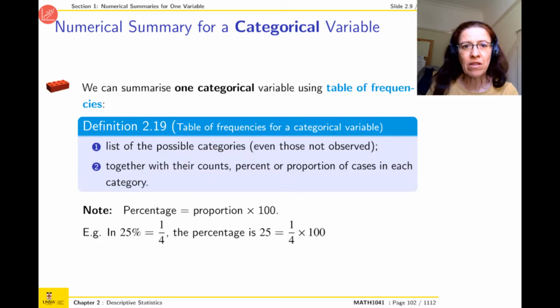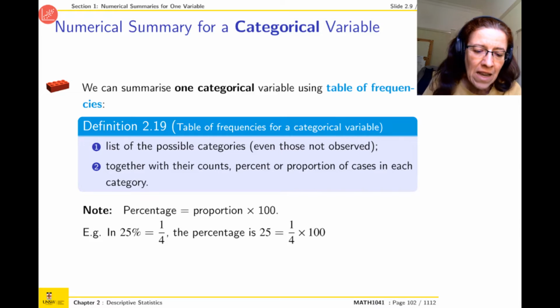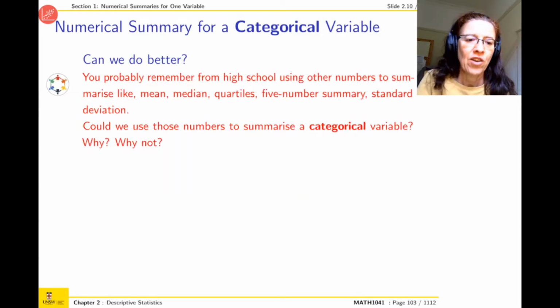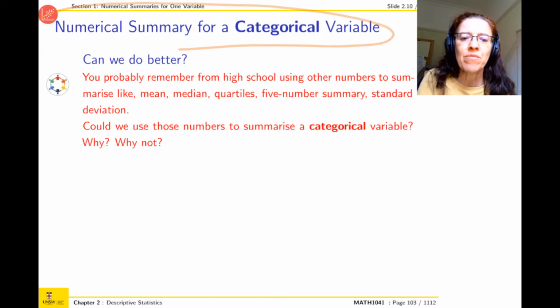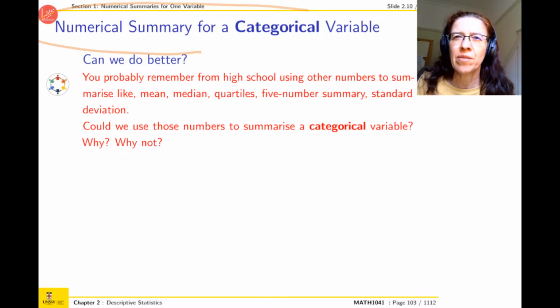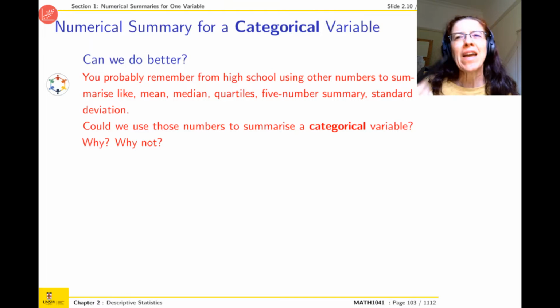Just something about the vocabulary. When we say percentage, for example, if you have 25%, what we call percentage is the 25. We've been discussing numerical summaries for a categorical variable, but in the back of your mind, you remember from high school that we were using other numbers to summarize what was going on.